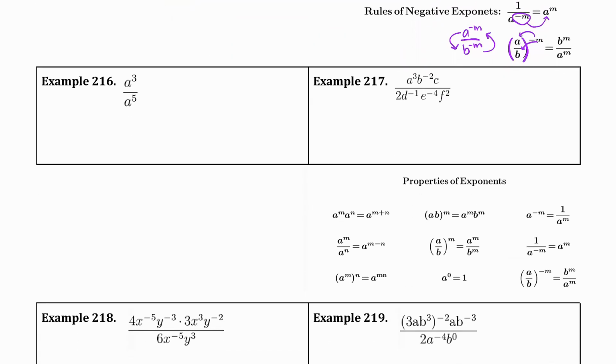So for example, on 216 here, we have division, so we're going to use our quotient rule. We always do the top minus the bottom, so 3 minus 5 gives me a to the negative second power. We don't want to leave our answer with a negative exponent. So draw your fraction bar and just decide what goes on top, what goes on bottom. We're going to move that a squared to the bottom. Notice that squared becomes positive now. There's nothing left up top, so we get 1 over a squared.